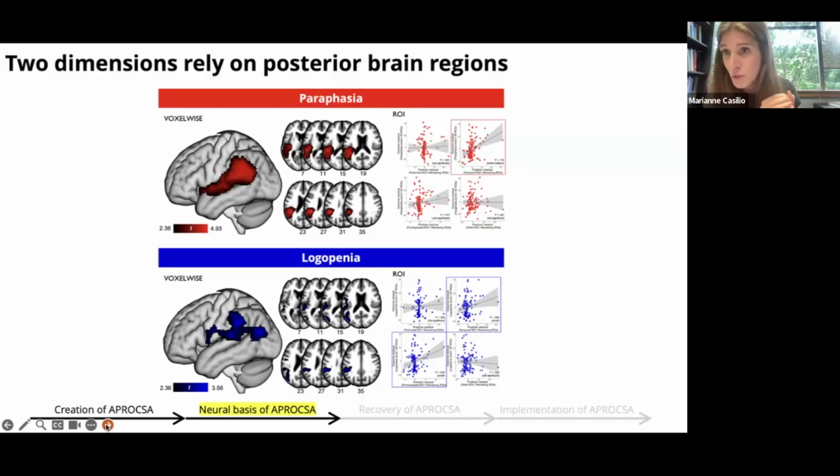And I apologize, the font is so small you probably can't read it, but I'll walk you through it and tell you what we found. So for both paraphasia and logopenia, we found that, like I said, these mostly involved these posterior brain regions.